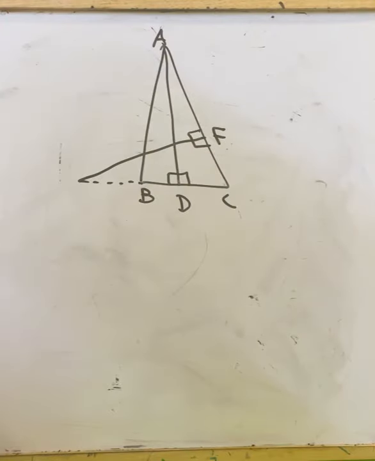Next question. In the following figure, E is a point on side CB produced of an isosceles triangle ABC with AB equal to AC.